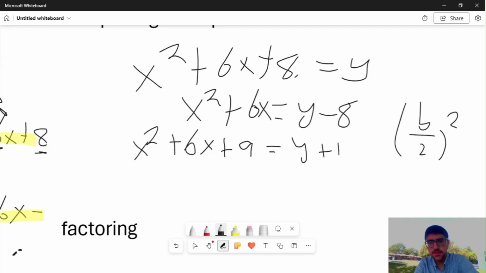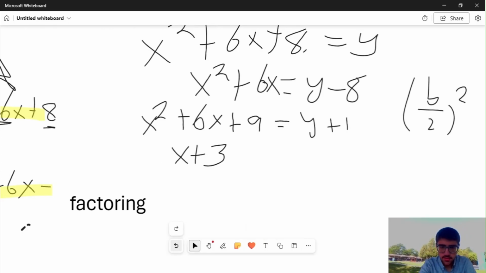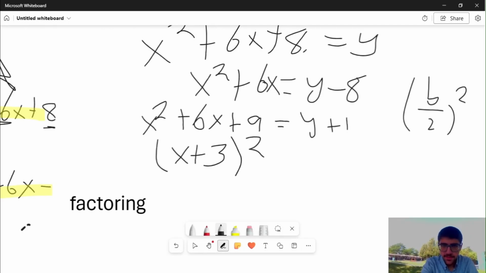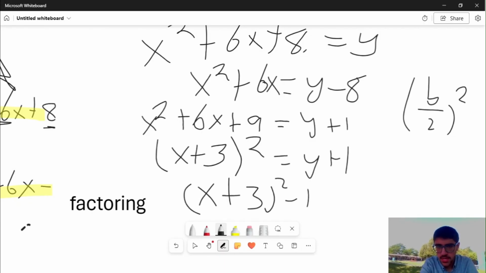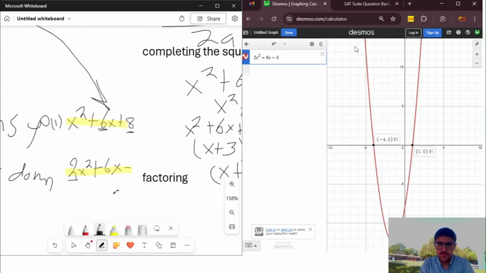And so then from there, x squared plus 6x plus 9. The whole point of this is to get a perfect square. So what's the perfect square? This actually simplifies to x plus 3 squared. So basically, b over 2 is how it's going to work, and then squared, and that is equal to y plus 1. And then I'm just going to subtract 1 from both sides. x plus 3 squared minus 1 is equal to y. And that's how you go from standard to vertex. Again, it's not really necessary.